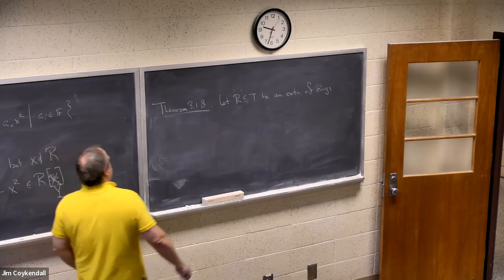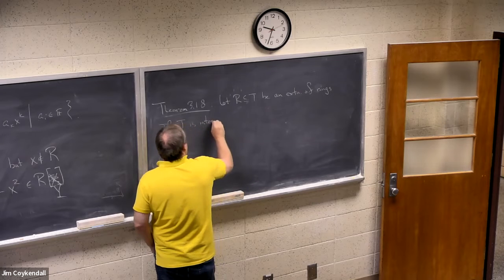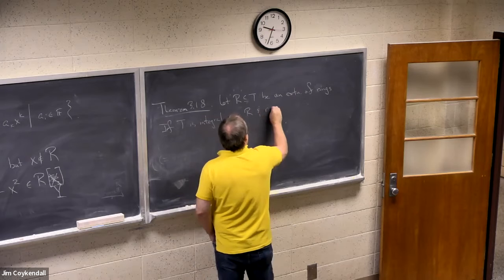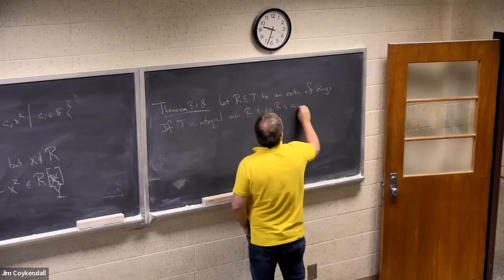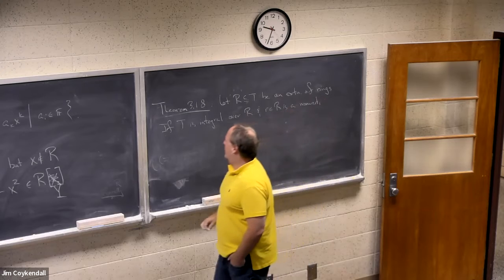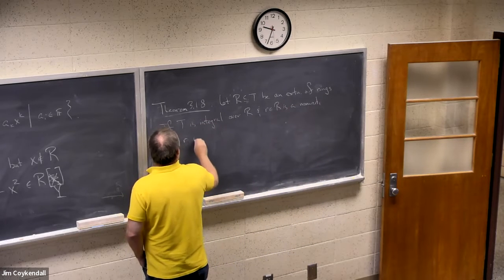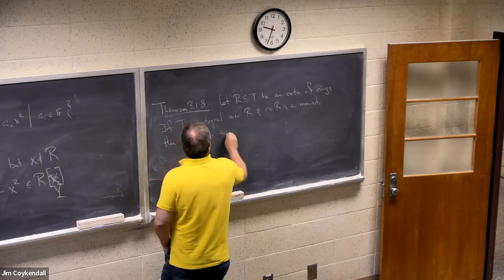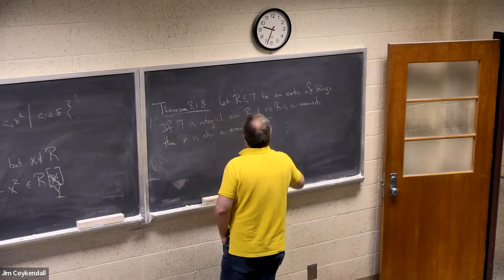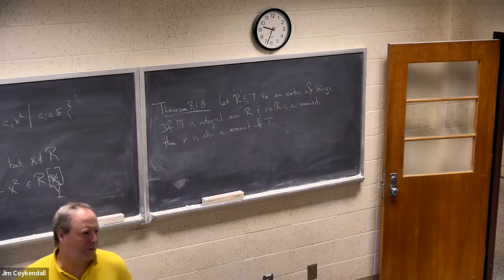If T is integral over R, and r in R is a non-unit, then r is also a non-unit in T. So I call this kind of the no new units theorem.